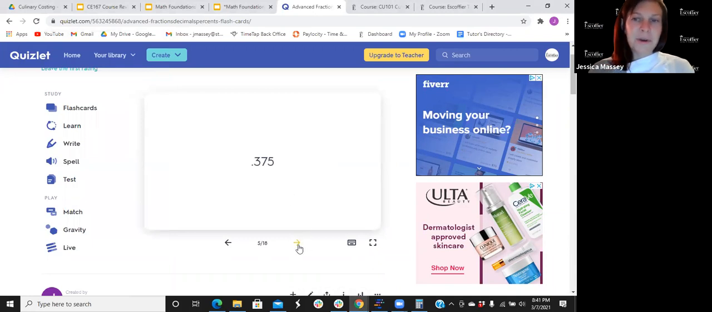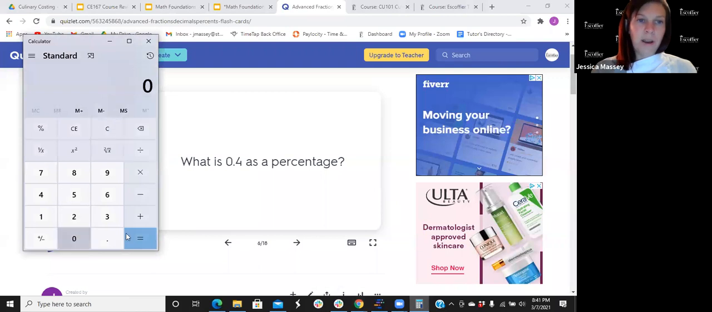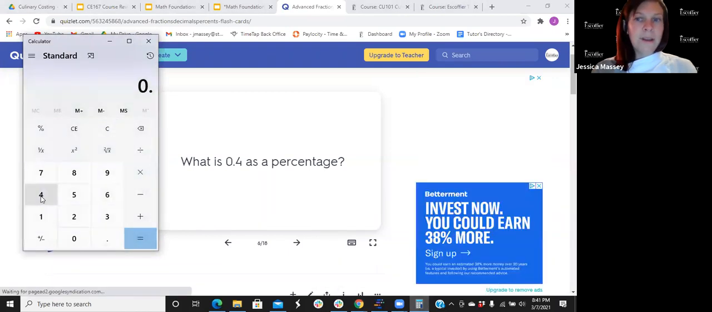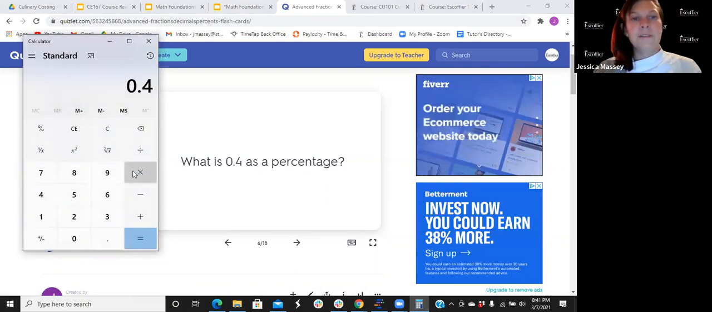I'm just kind of throwing in questions with questions. More questions. What is 0.4 as a percentage? So you take that 0.4 and you can move that decimal 2 spots over, or you can multiply it by 100. Erica, I see your face looking at me confused. You put that 0.4 in your calculator and you multiply that by 100, and that gives you your percentage.